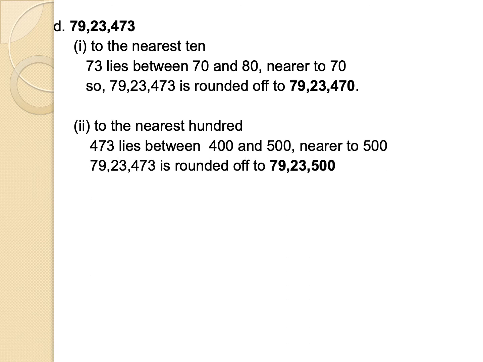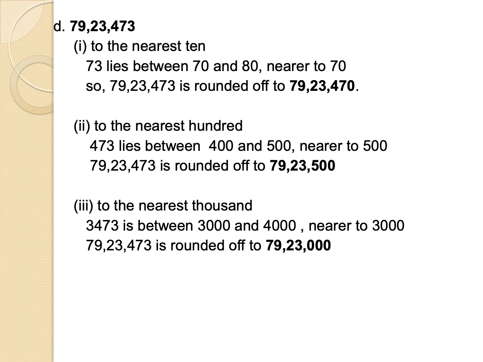Second, to the nearest 100, उसके लिए हम लास्ट के 3 डिजिट्स देखेंगे, means 473. It lies between 400 and 500, nearer to 500. क्योंकि टेंस की प्लेस पे 7 है जो कि 5 से बड़ा है, इसीलिए 473 राउंड ऑफ होकर 500 बनेगा. So 79,23,473 is rounded off to 79,23,500.